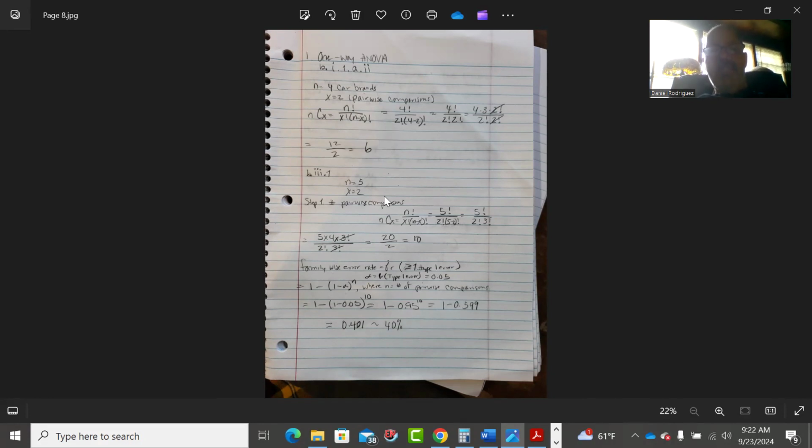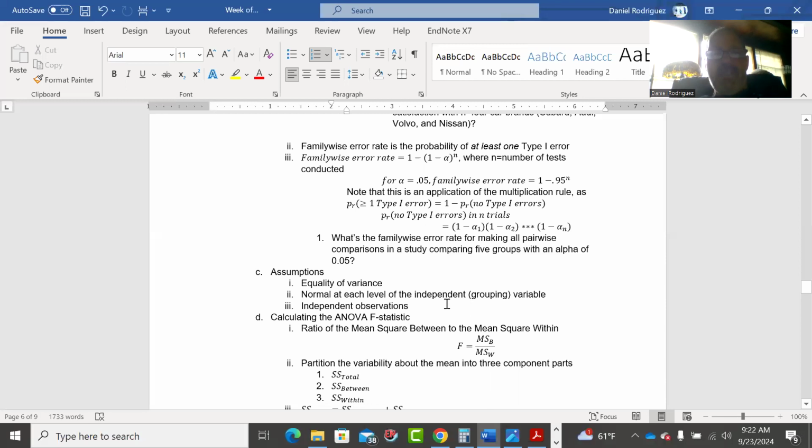The question that we just did, we wanted to know what's the family-wise error rate if we make all possible comparisons among 5 different things, right? Let me just go back and see what the exact question was. What's the family-wise error rate for making all pairwise comparisons in a study comparing 5 groups with an alpha of 0.05? So let's take a look at that.